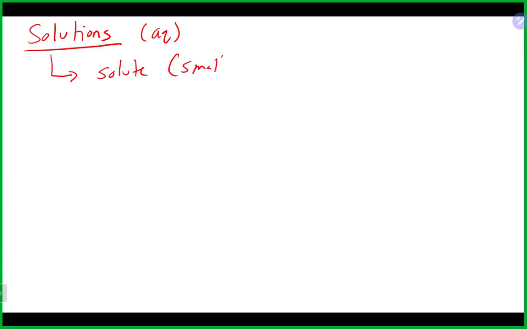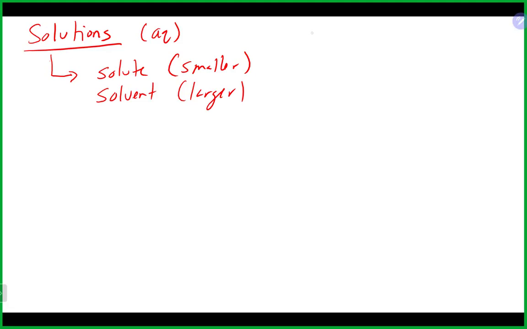And in chapter 9, we were talking about solutions. And remember, solutions are the things that have the aqueous symbol next to them. And they are made up of two things. They're made up of a solute, which is the smaller part of the solution, and a solvent, which is the larger part of the solution. Typically, the solute's what you dissolve in the solvent.